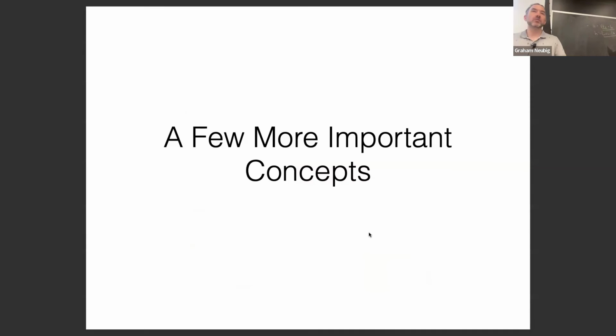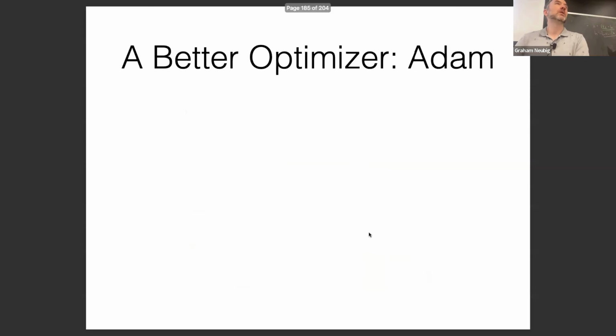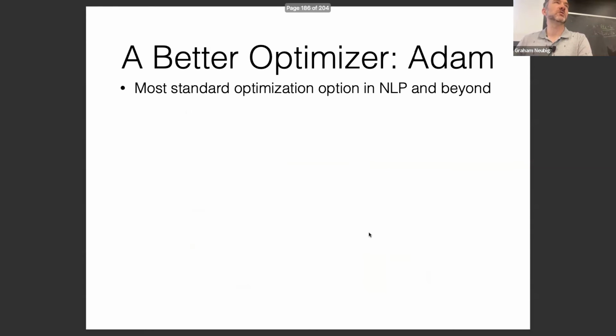I'd like to cover a few more important concepts as well. Better optimizers. So SGD is one optimizer. In reality, nobody uses SGD anymore. Or very few people use SGD anymore in natural language processing. Almost everybody uses Adam or some variant of Adam.